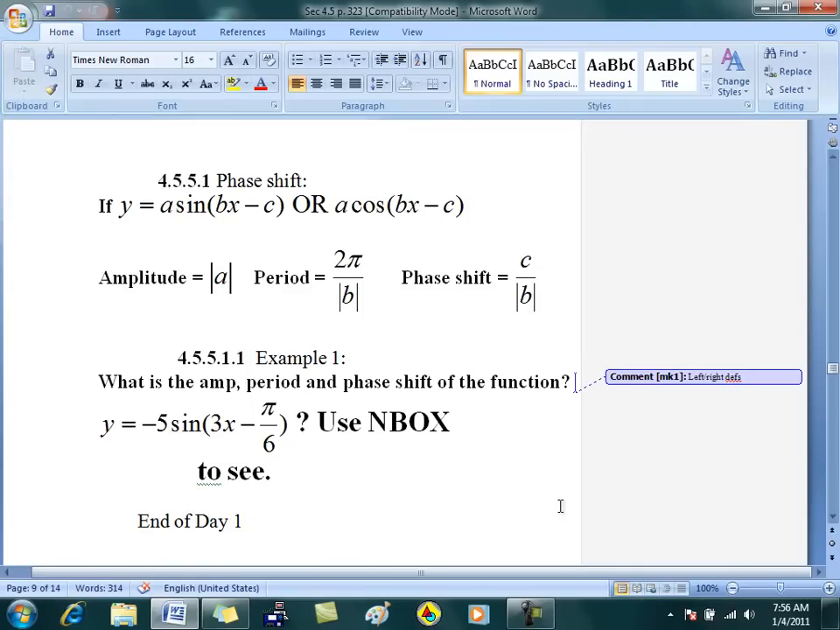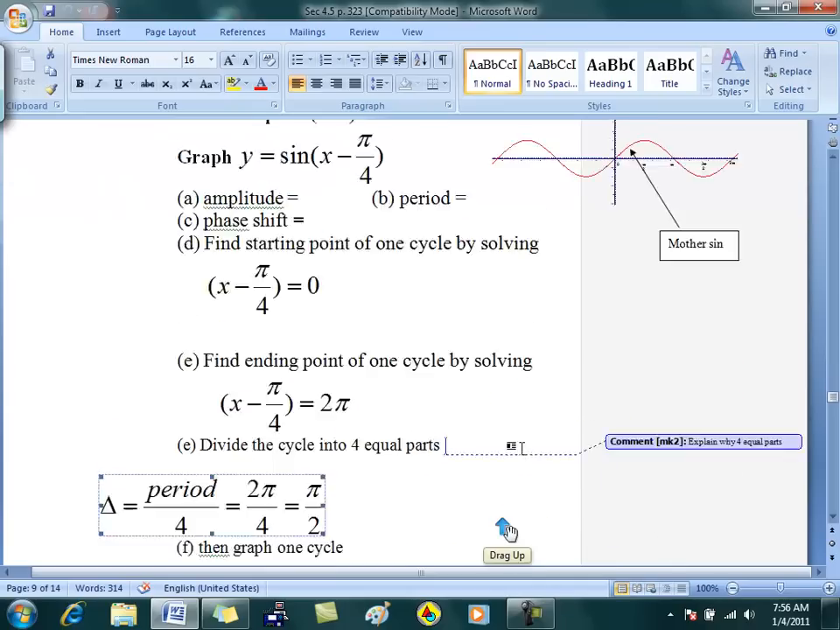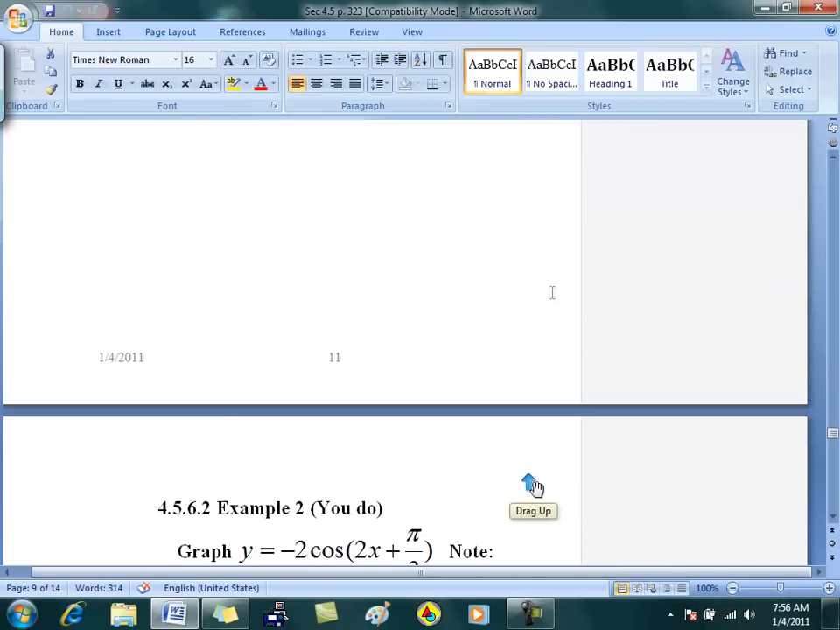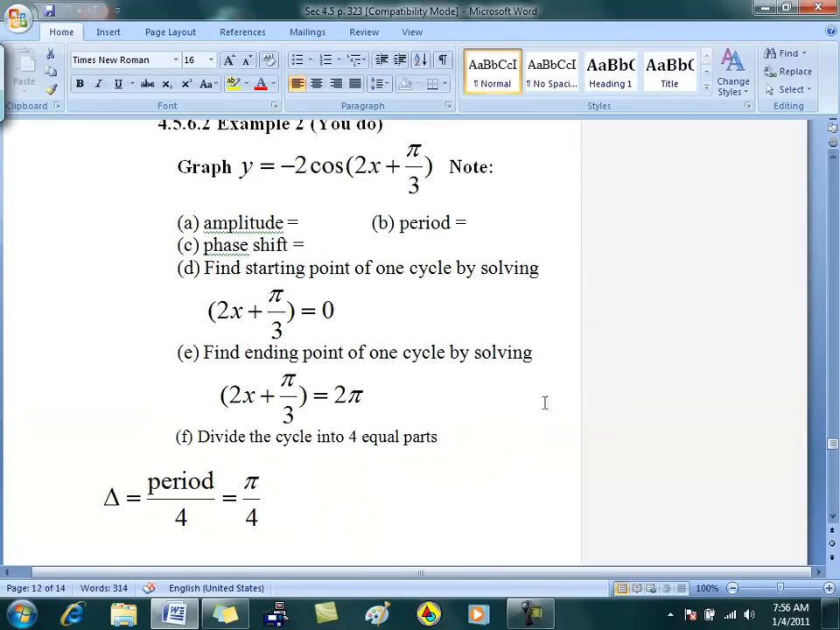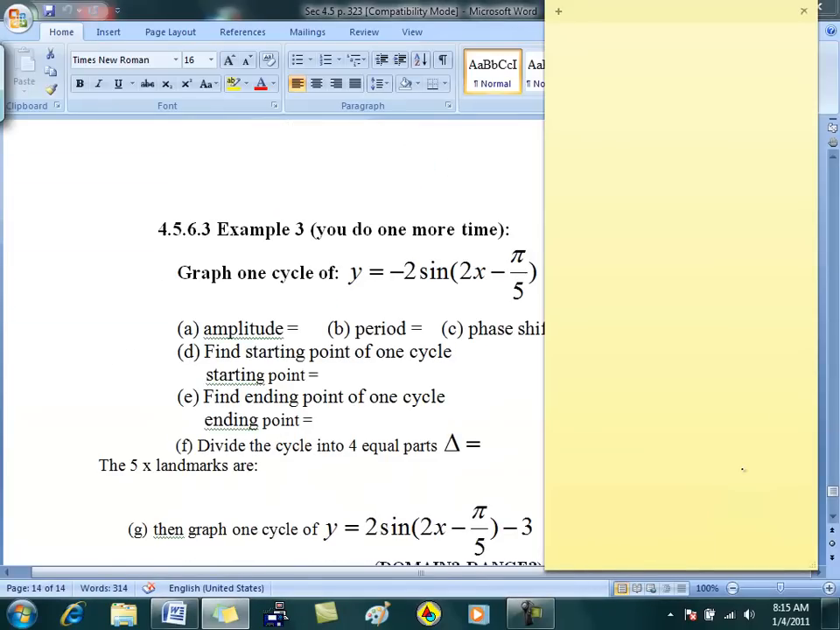Okay. All right. You guys okay on this? Yes? Okay. For you to do on your own, following the style that I laid out. Right there. All right. So amplitude is equal to 2. Period is going to be equal to 2 pi over 2, which is equal to pi. Okay. And phase shift, I think I gave you the formula like C over absolute value of B.